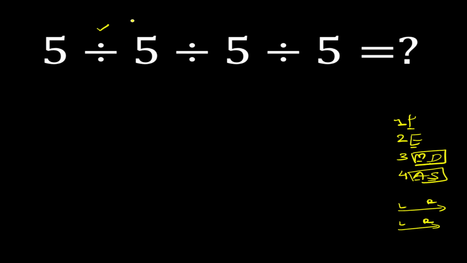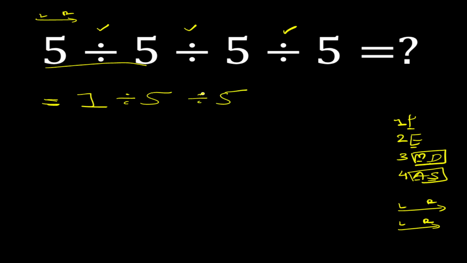So in this question, we have one division, and here one division, and here one division. And all have equal priority, so we have to solve it from left to right. So first we have to solve this division, right? So now 5 divided by 5 is equal to 1. Then divide 5, right? Now 1 divided by 5 can be written as 1 upon 5. Divide 5.